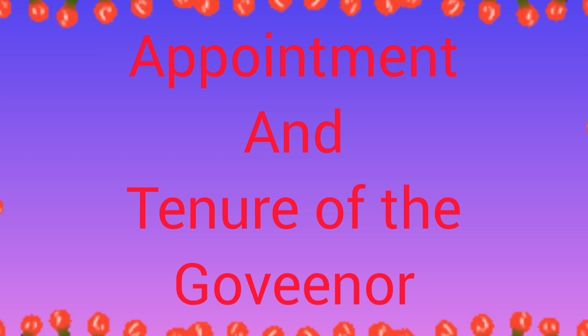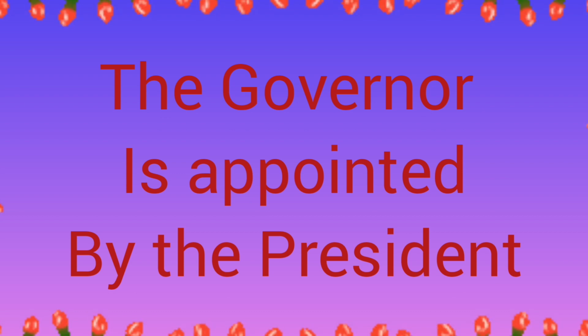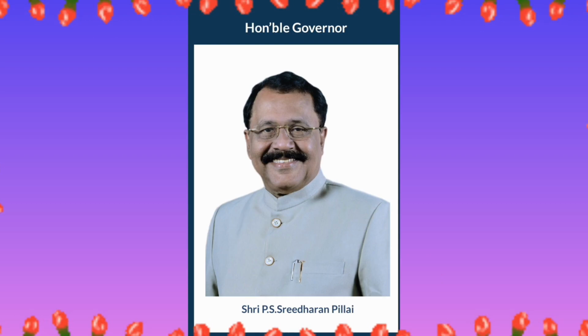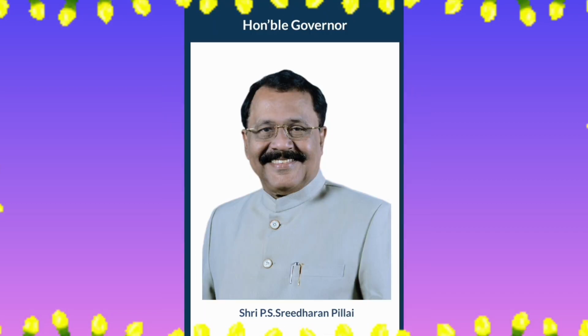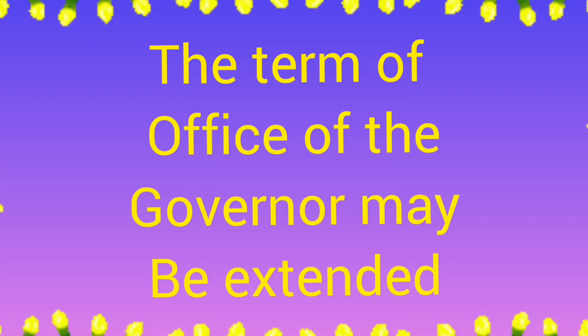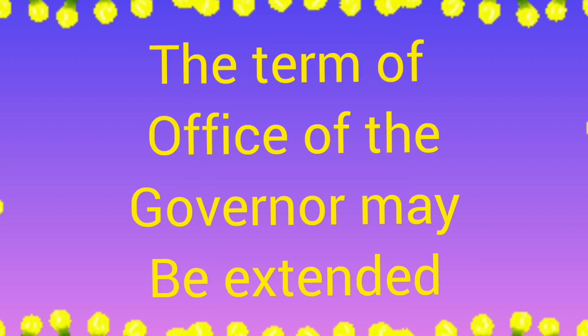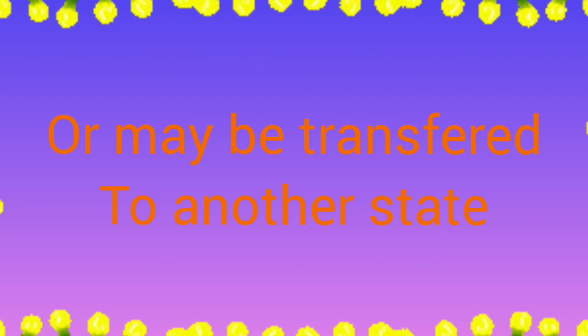The governor is appointed by the President of India for a tenure of 5 years. But before the expiry of his full term, the President can dismiss him from office. The governor may also decide to resign on his own. Sometimes, if needed, his term of office may be extended in the same state, or at times he also may be transferred to another state in between his tenure.